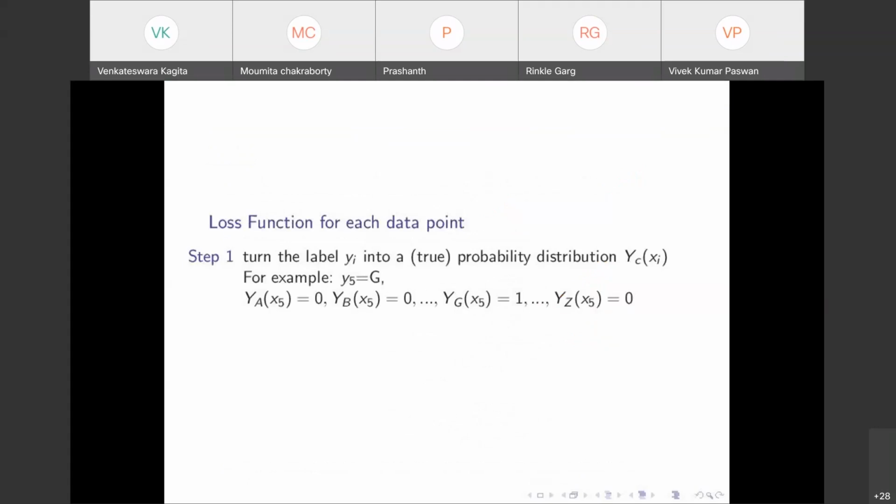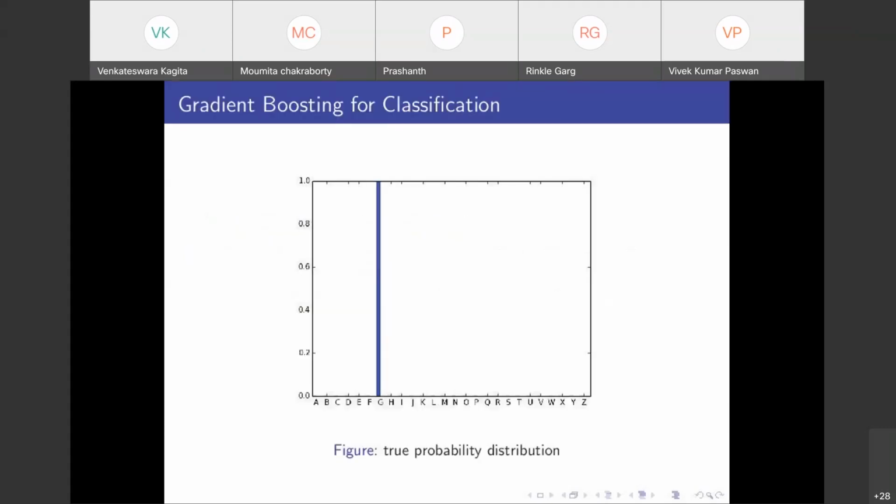Okay, so if you turn this label yi into a probability distribution, if you take the original probability distribution and the label is G, it means what? According to the true probability distribution, the probability that y is G is 1 and for the rest of them it is 0. Like this. The true probability distribution in the case of label G is this. For label G it is 1, for the rest of them it is 0.